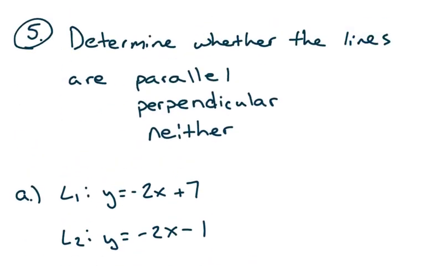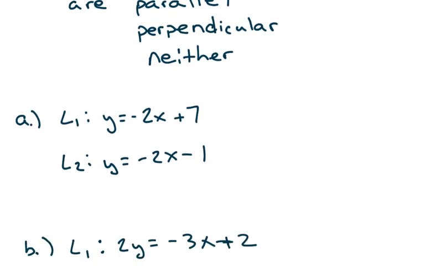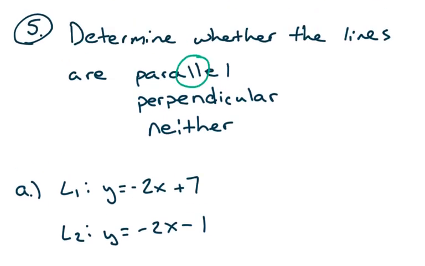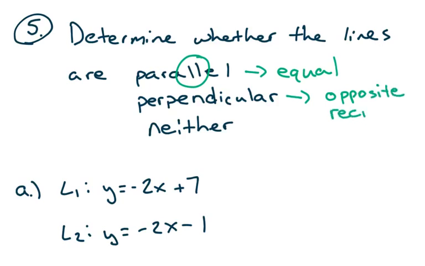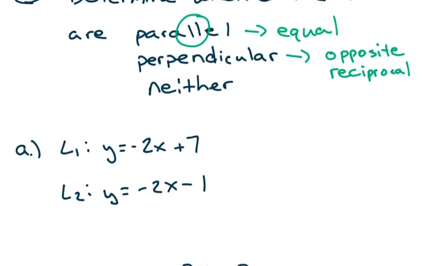So determine whether the lines are parallel, perpendicular, or neither. So we remember that parallel means that the lines have equal slopes. Perpendicular means that they have opposite reciprocal slopes. I encourage you, if you did not, to look at the video where I proved why this is true. And then neither means it doesn't fit into any of those.